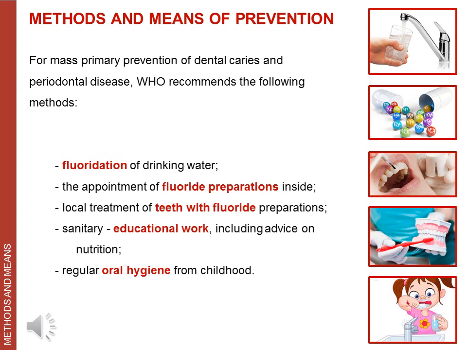Methods and means of prevention. For mass primary prevention of dental caries and periodontal disease, the World Health Organization recommends the following methods: fluoridation of drinking water, the appointment of fluoride preparations inside, local treatment of teeth with fluoride preparations, sanitary educational work including advice on nutrition, and regular oral hygiene from childhood.